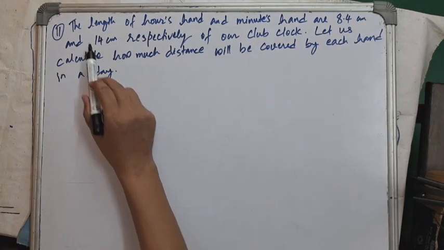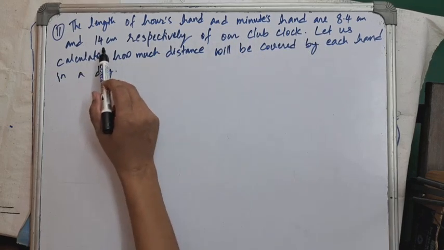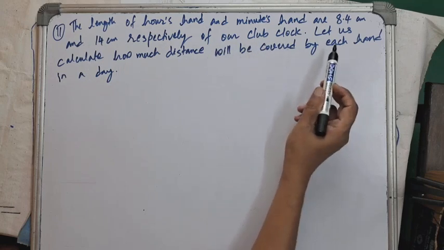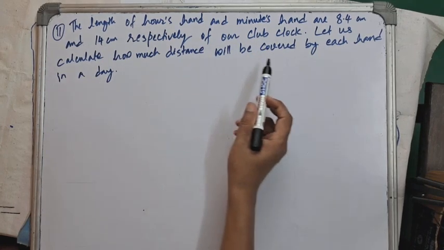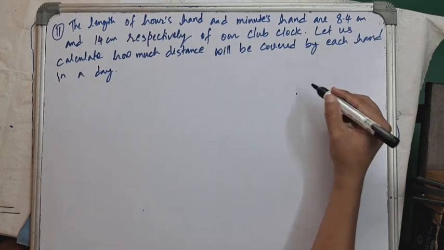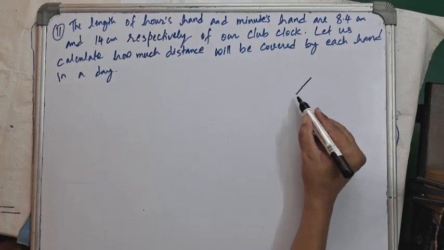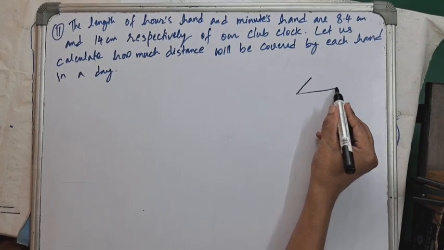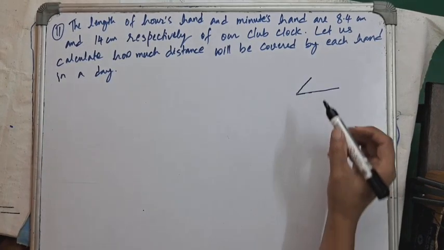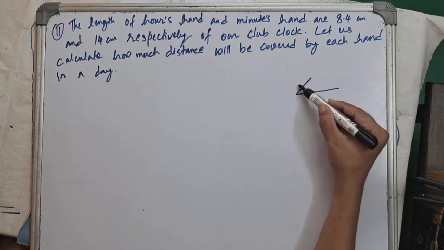Question number 11. The lengths of the hour hand and minute hand are 8.4 centimeter and 14 centimeter respectively of a club clock. Let us calculate how much distance will be covered by each hand in a day. So let's understand this question with a diagram. Let's assume this is the hour hand and this is the minute hand. The hour hand is usually shorter than the minute hand. So we can assume this as the radius, small r.